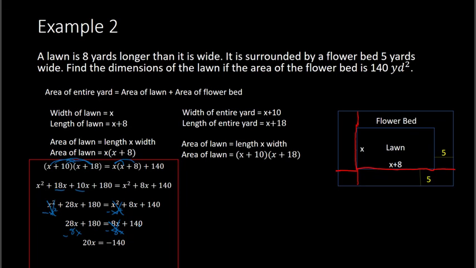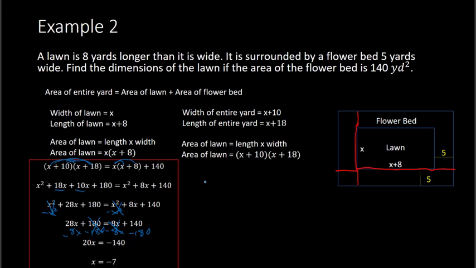I can bring the 180 over to the right side by subtracting. So I subtract 180. And when I do that, I now have 20x on the left, and then I have negative 140 on the right. And then divide both sides by 20. Now I have x on the left and negative 7 on the right.